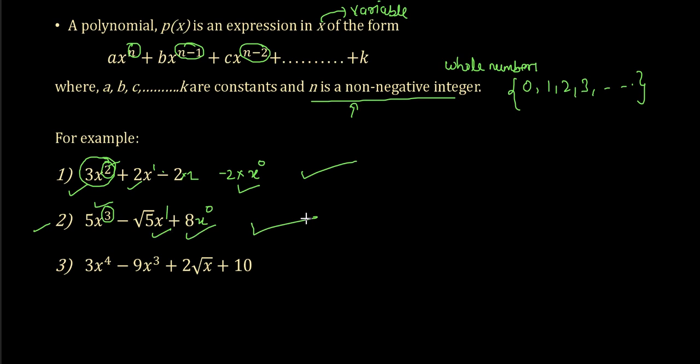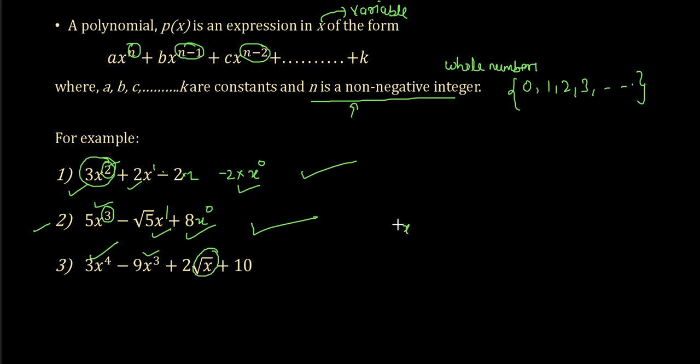What about the third example? Let us look at it closely. This is 3x raised to power 4, minus 9x cube, again satisfying the condition. But what about this root x?